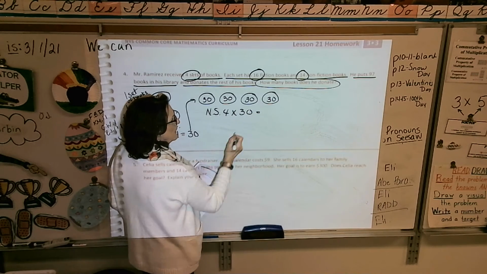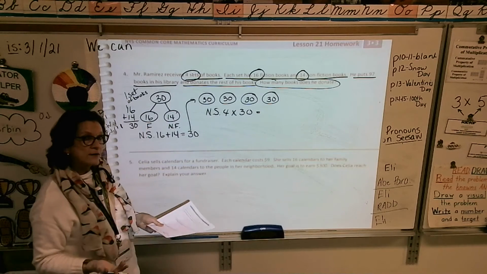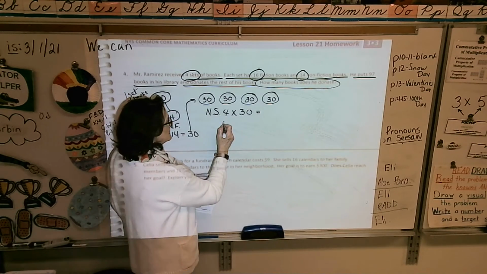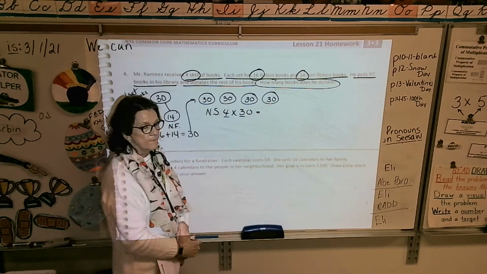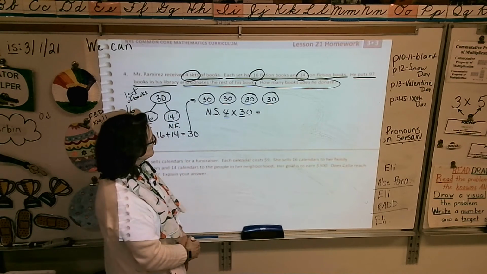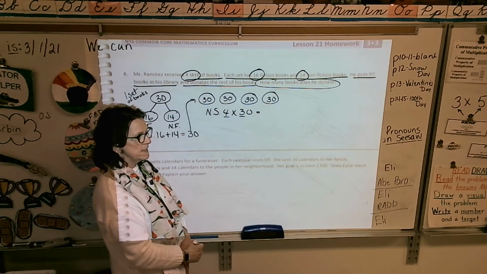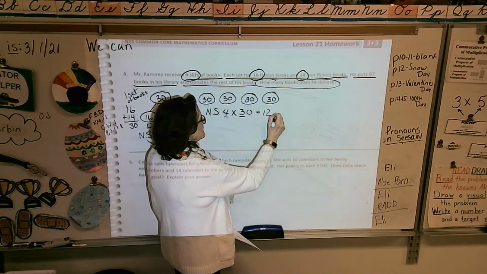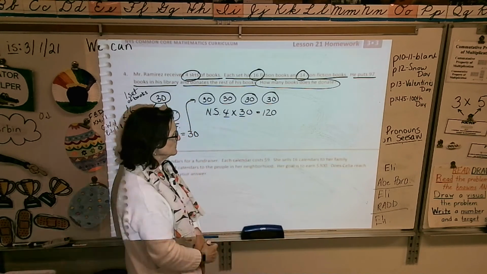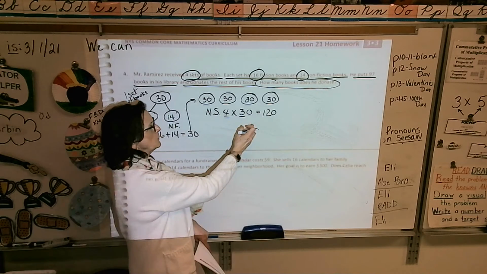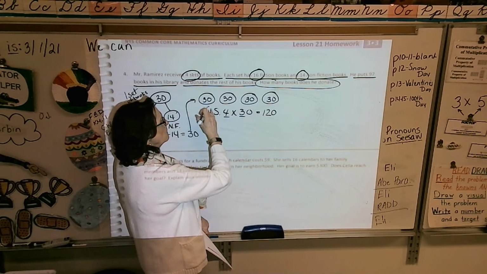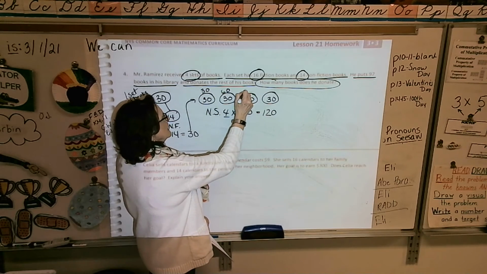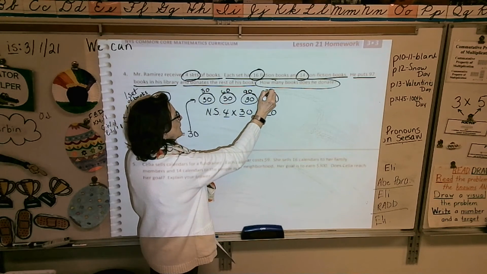30. All right, and then we have to find our hidden fact because we're multiplying by a multiple of 10. The hidden fact I see is 4 times 3. Do you know that? You have your answer. 4 times 3 is 12. And then we add a 0 because we're multiplying by 30, not just 3. So what does 120 represent? It represents the total of the 4 sets. You could also skip count 30, 60, 90, 120.